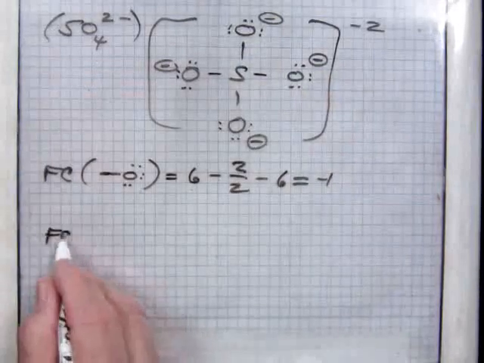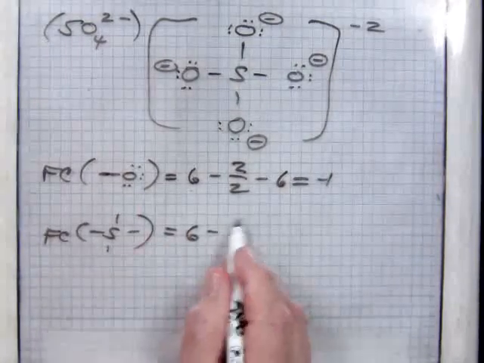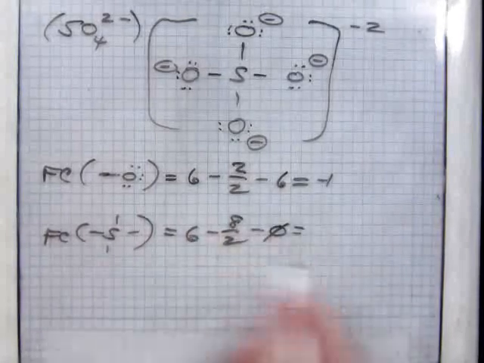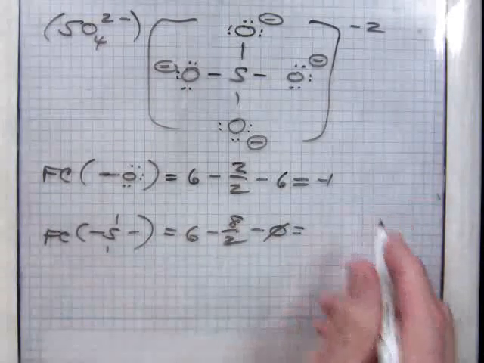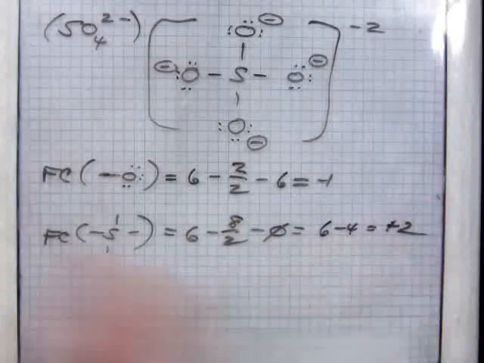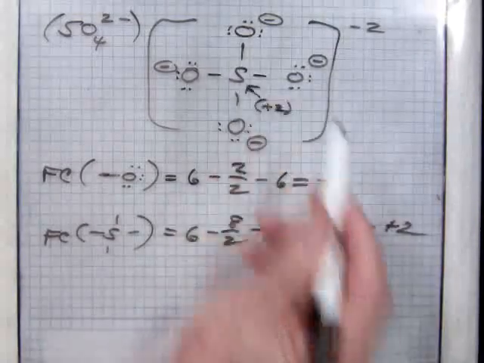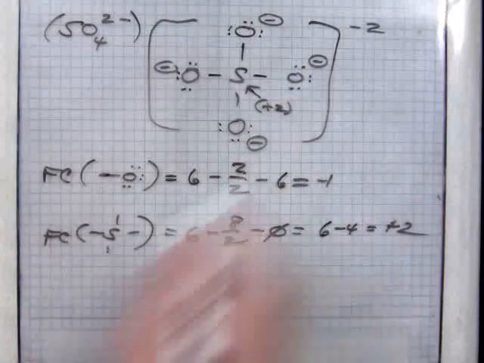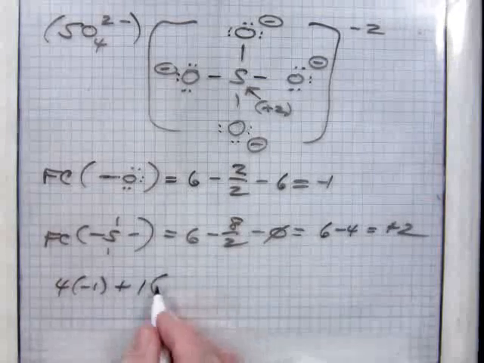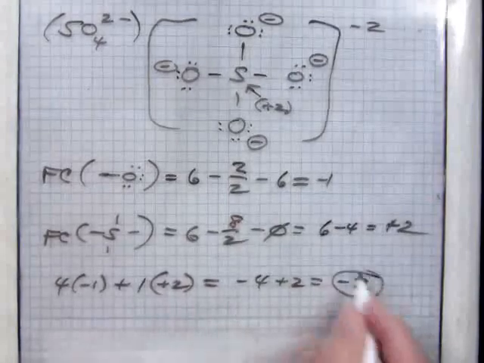Now I want the formal charge on sulfur. It's made up of this, and that's 6, and that's 8 over 2 minus, well, we have no non-bonded pairs, or no non-bonded electrons. And so that's 6 minus 4, which is a +2. So this would be a +2 charge in that one. So when we add up all the formal charges, we have 4 times -1 plus 1 times +2, and so that gives me a -4 plus 2, or a -2, and that's your net charge.